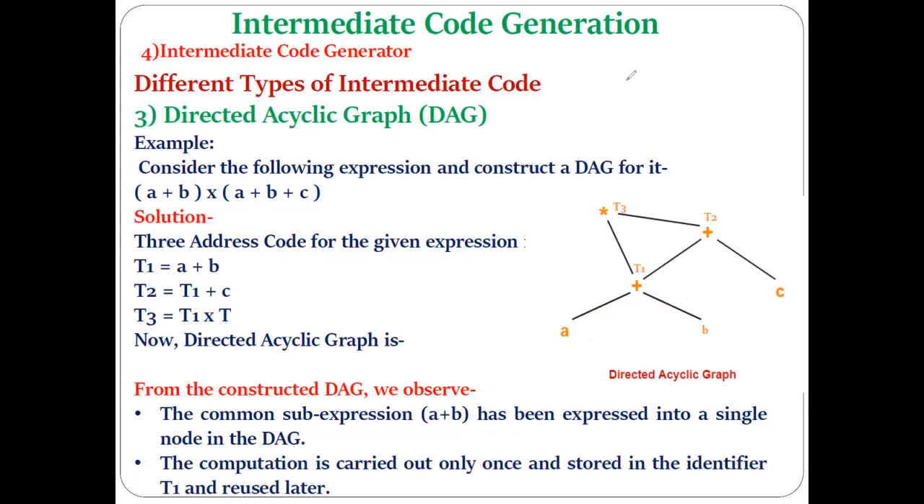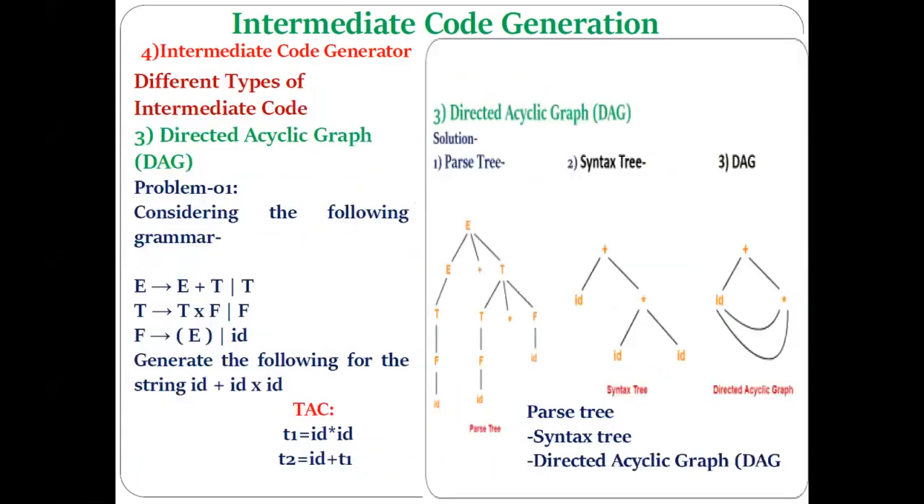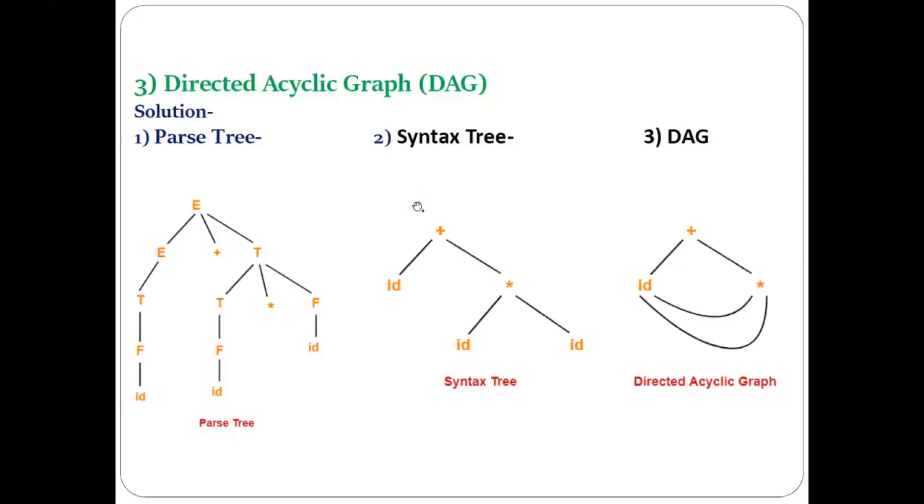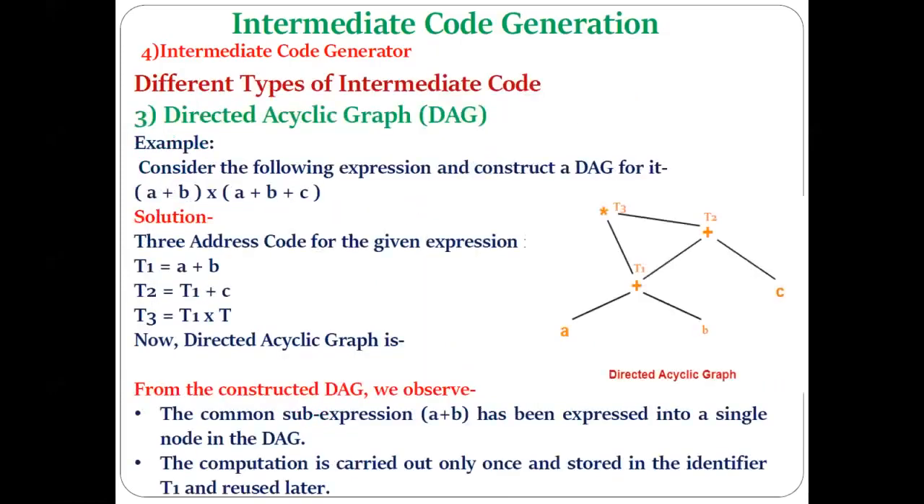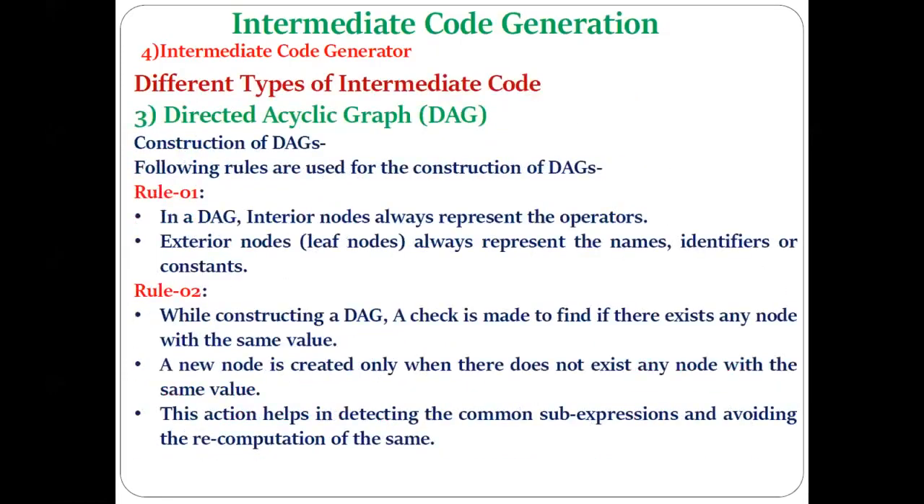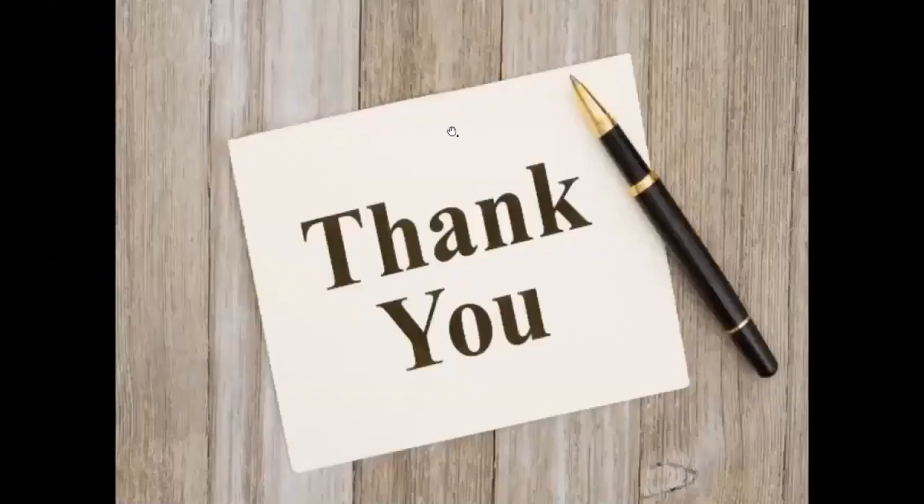That utilization of DAG for code optimization, in the next lecture we will see in detail. In this lecture, you have to just focus on the types of intermediate code, that are the three address code, syntax tree, and the directed acyclic graph. So the DAG we have seen in detail as a part of the intermediate code. So that's it for today's lecture. We'll see the next part in the next lecture.